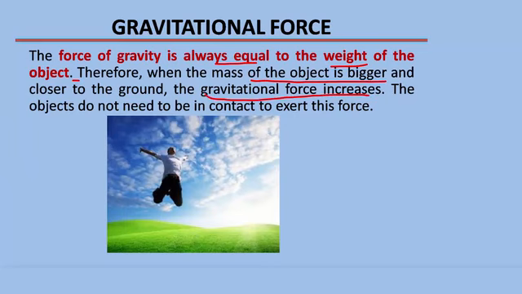We can observe that the two objects do not have to be in contact for this force to take place. When a person jumps into the air, there's no direct contact between the person and the ground, but the gravitational force still takes place, which causes him to come down.